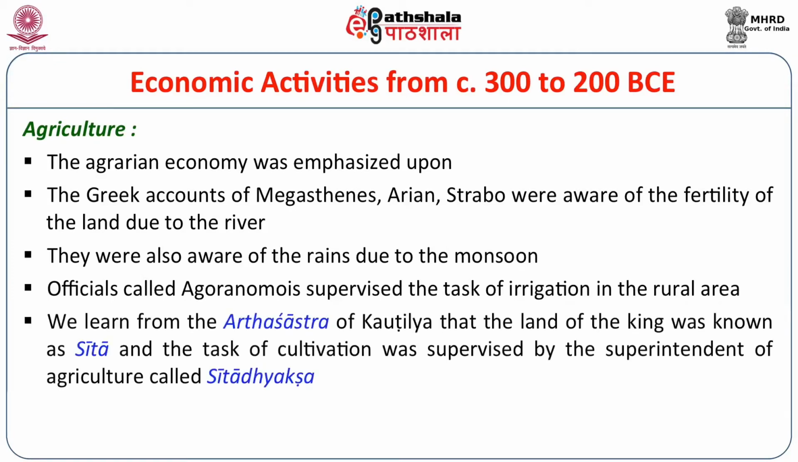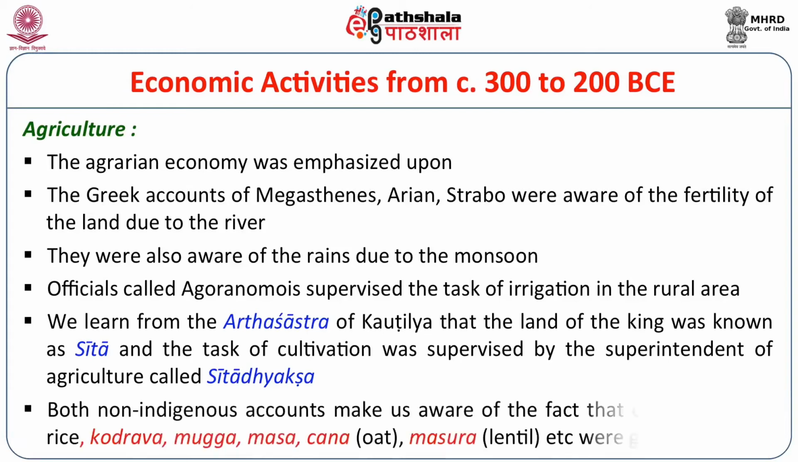We learn from the Arthashastra of Kautilya that the land of the king was known as Shita and the task of cultivation was supervised by the superintendent of agriculture called Shitadhaksha. Both non-indigenous accounts make us aware of the fact that cereals like shali, rice, kodrava, mugga, masa, ana, that is oat, masuro, lentil, etc. were grown.